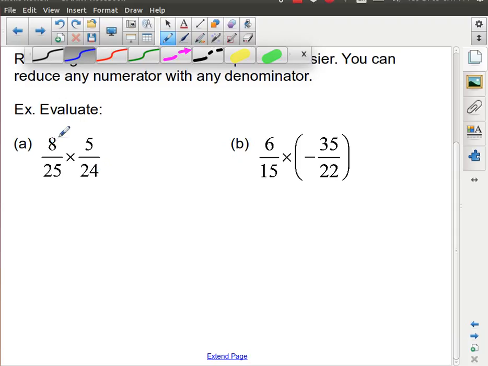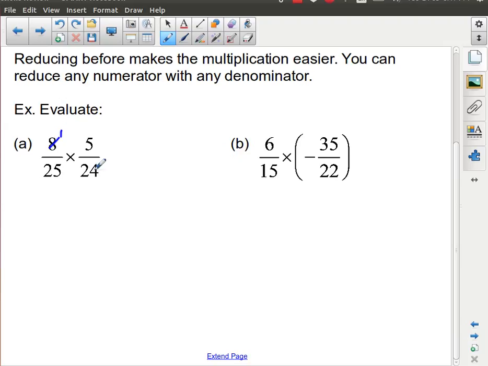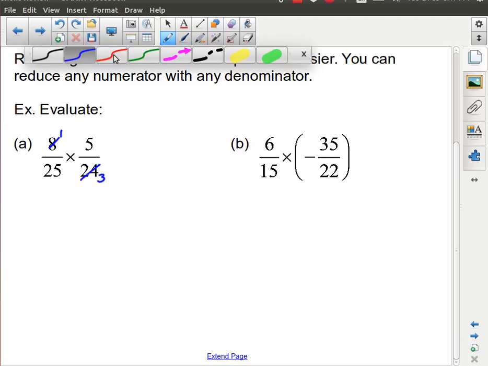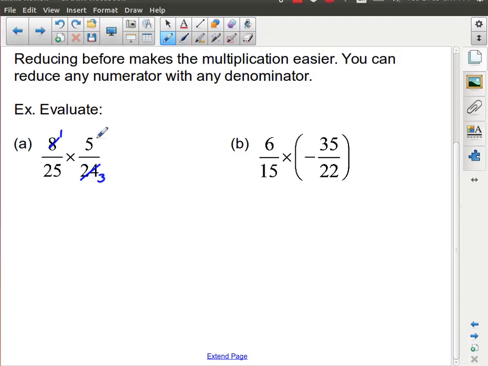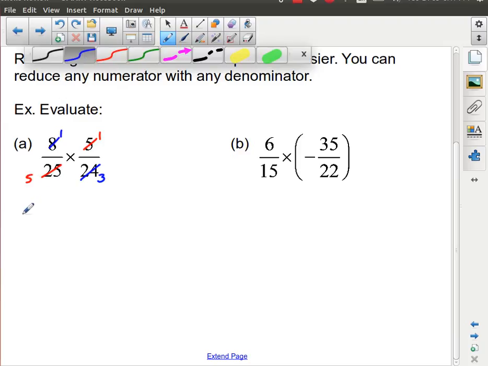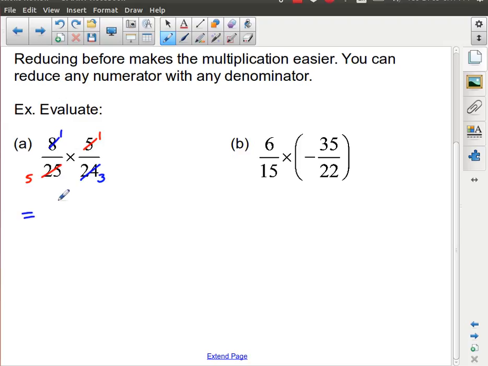So 8 divides into 8 one time, and 8 divides into 24 three times. Same thing, and of course I've chosen this question to illustrate this exact point. 5 divides into 5 once, 5 divides into 25 5 times. So if I were to rewrite this, and normally I wouldn't, but for clarity I'm going to do it for this tutorial, this is actually the same as 1 over 5 multiplied by 1 over 3.